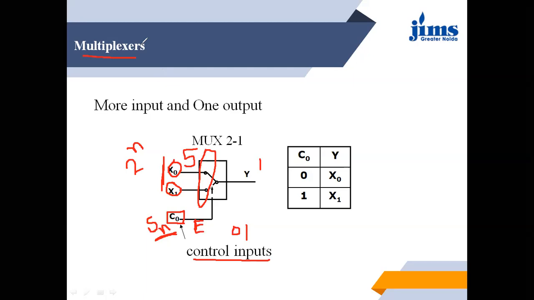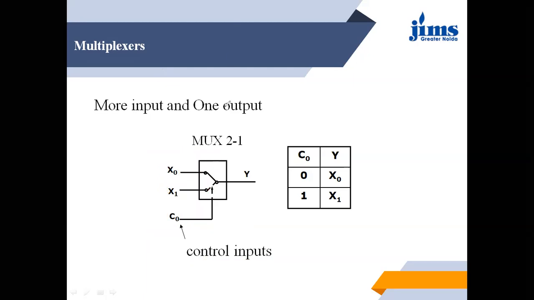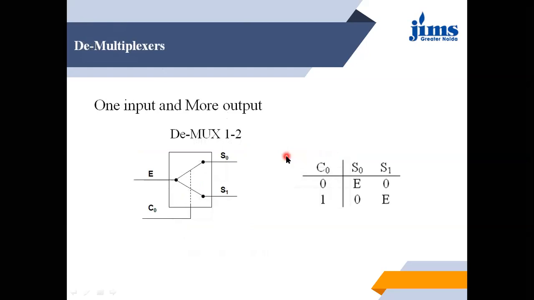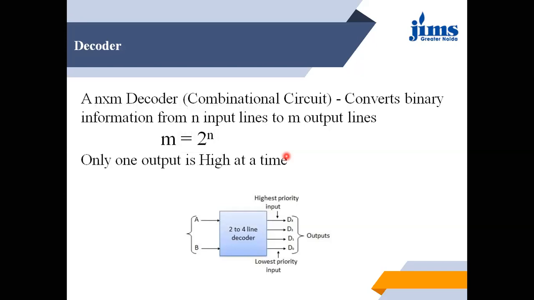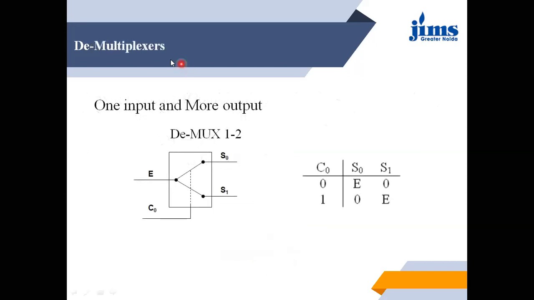A demultiplexer is the reverse of a multiplexer. There is one more thing we can discuss here. This is a 2 to 1 multiplexer, which means there are two inputs and one output. This one is for the demultiplexer. In the demultiplexer, there is only one input and more than one output.